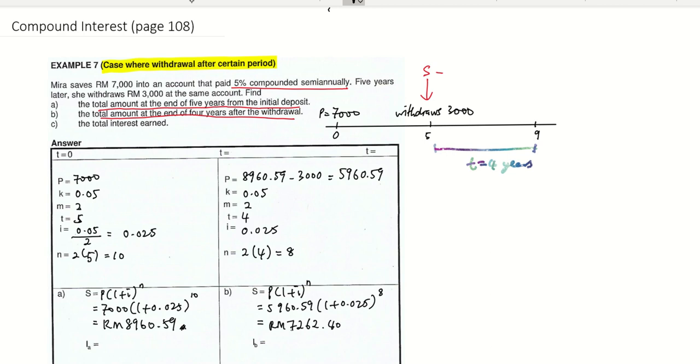Then for the next question, C, find the total interest earned. Meaning that we want to find the total interest after 9 years. Just before this one is S1, we assume it as S1, and this one we assume as S2, after 9 years.